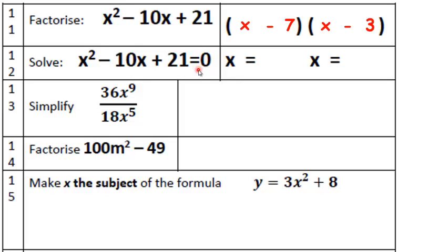Question 12 is a question which says solve this quadratic. It's equal to 0 this time. When you're solving a quadratic, you first of all have to factorize, which we did in number 11. And then you just write the opposite signs of each of the numbers in the brackets. So I'm going to have plus 7 and plus 3. And it's as simple as that.